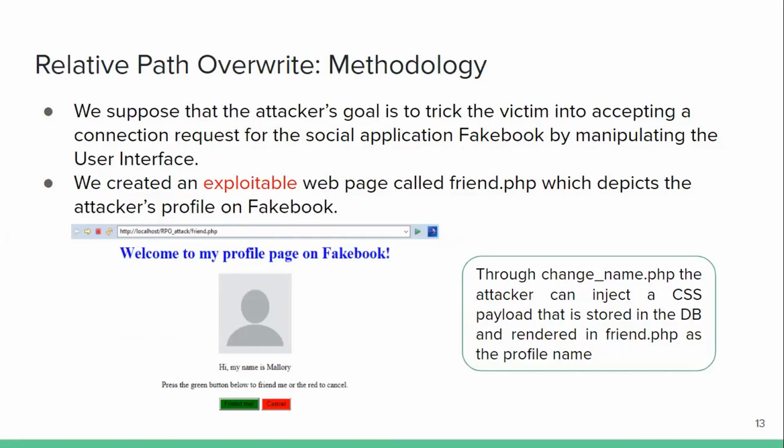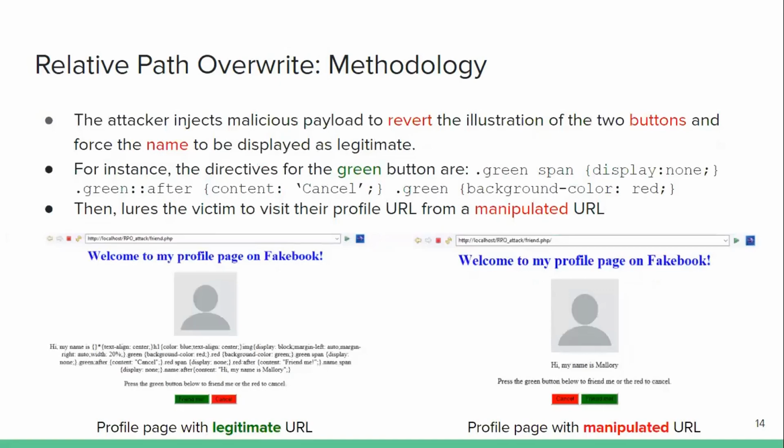Through another page called changename.php, the attacker can change their profile name in this app, which is stored in the database and reflected in friend.php. Since the input is not sanitized, the attacker can inject CSS directives in the name input field. An example of the payload injected by the attacker is shown here for the green button. Basically, it includes one directive to force the content to be invisible, another one to insert a new description that matches the description cancel of the red button, and the last to change the background color. Since the payload would be represented as the profile name, there are also some directives to change it so that it looks legitimate as before.